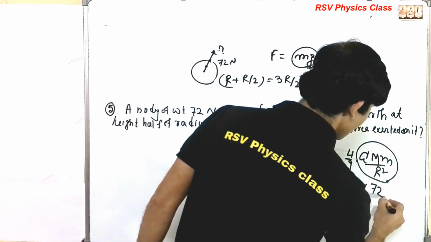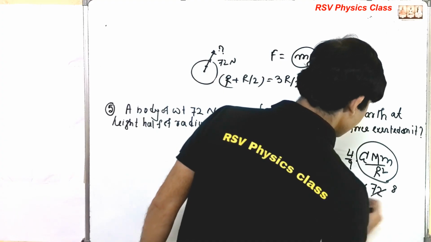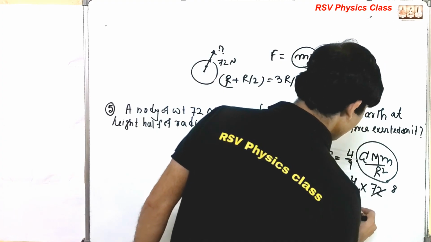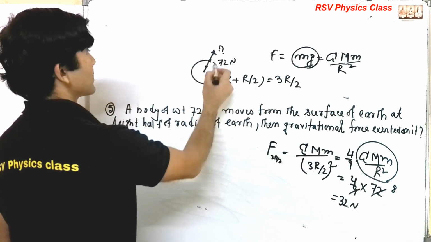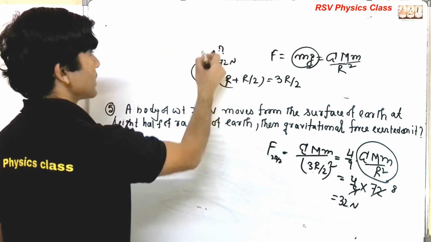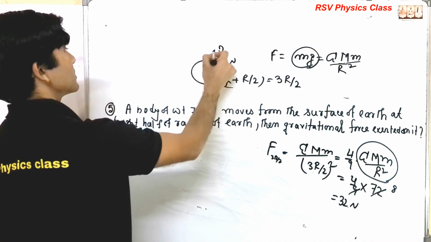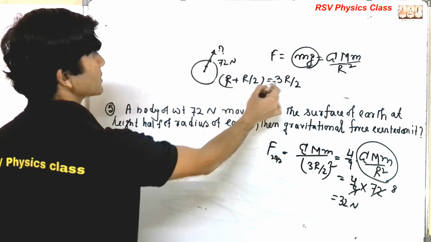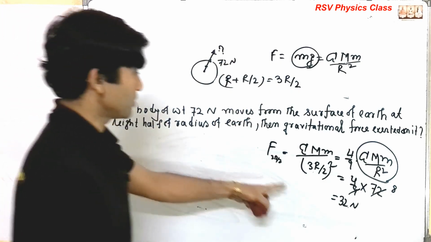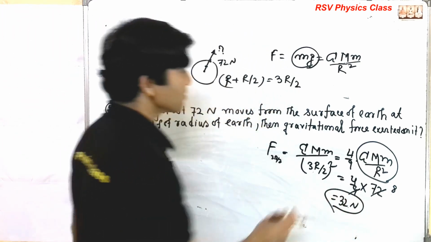72. 8 equal to 32 Newton. So if it is 72 at Earth's surface, then 32 Newton will be at a distance of half the radius of Earth, meaning 3r by 2. So this will be the thing. So this problem is simple.